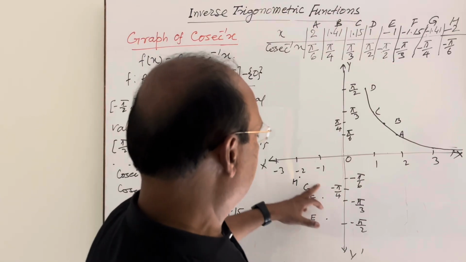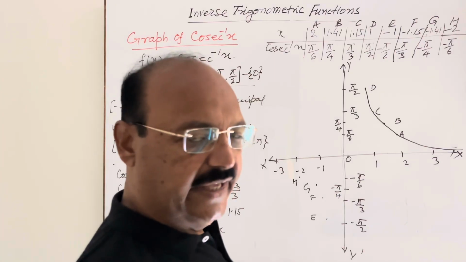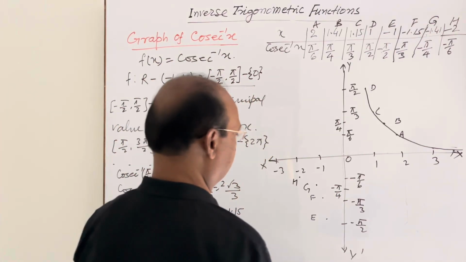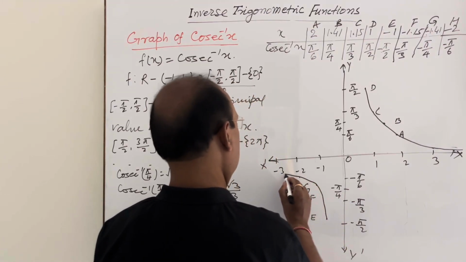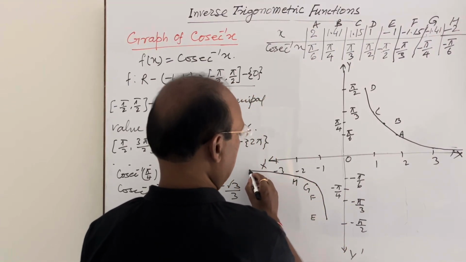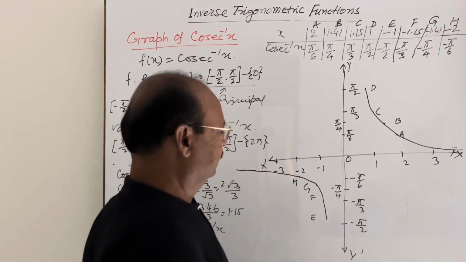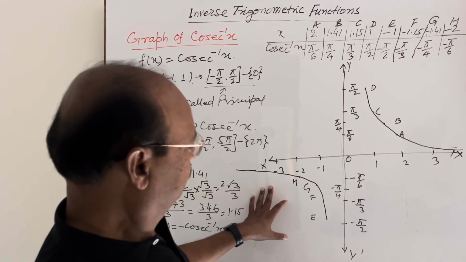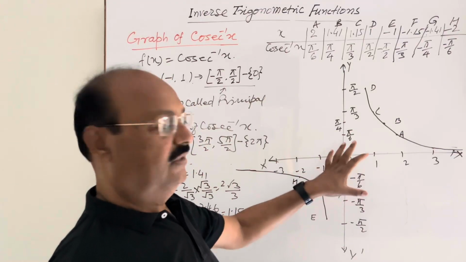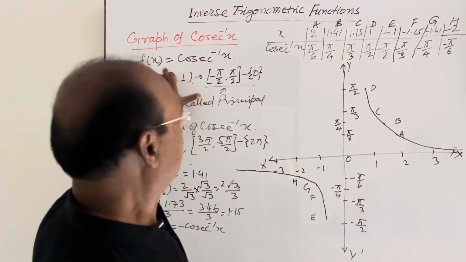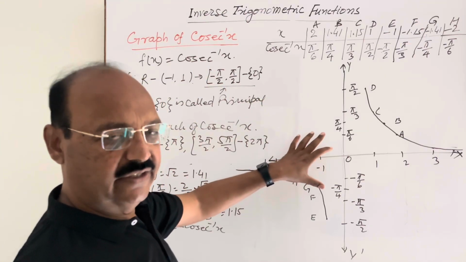So with the help of these points, now we will try to join them with the help of a freehand curve. So this curve will move like this. It will move along the x-axis, but it will not meet the x-axis anywhere, correct? So in this way we can understand and we can draw the graph of this function cosec inverse x. So this is very clear, understood it?